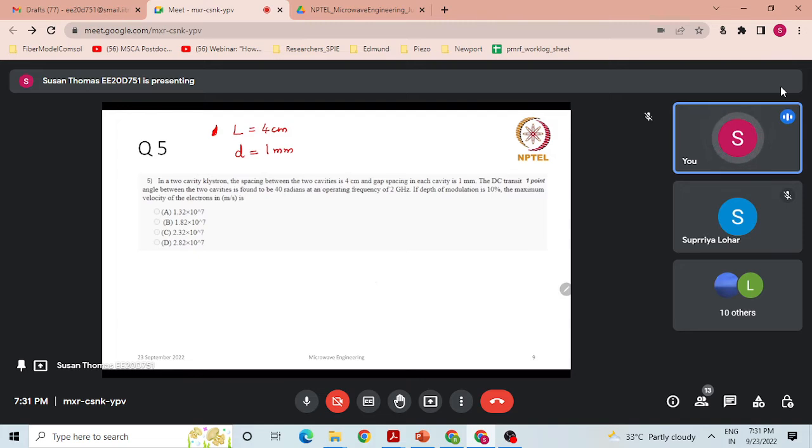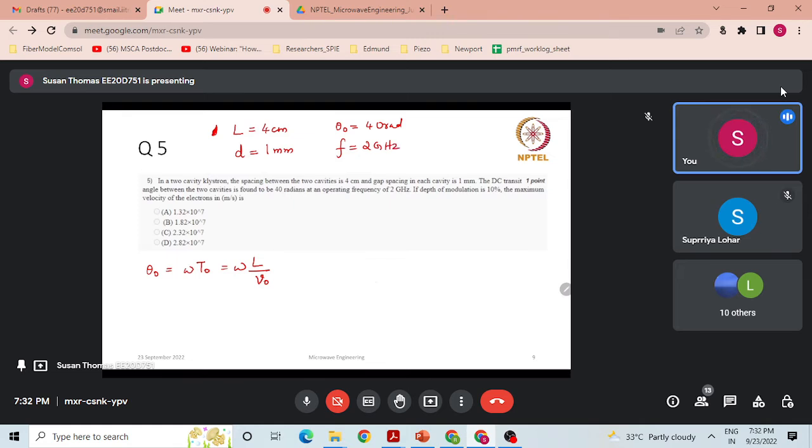The DC transit angle, please remember, theta naught is equal to omega into T naught, or I can say omega into T, which is nothing but L by V naught. So the length divided by velocity is T. This is given to you: the DC transit angle theta naught is given as 40 radian. And the operating frequency is 2 gigahertz.